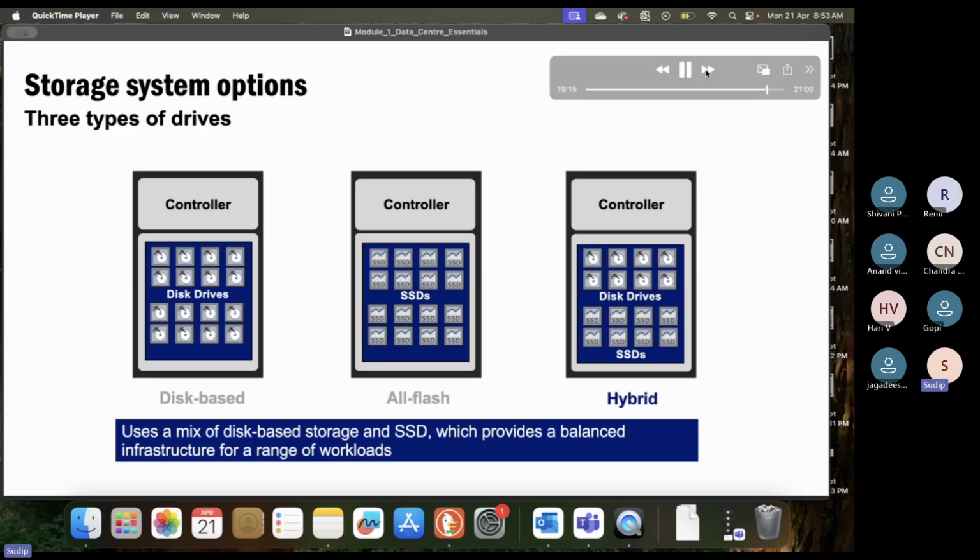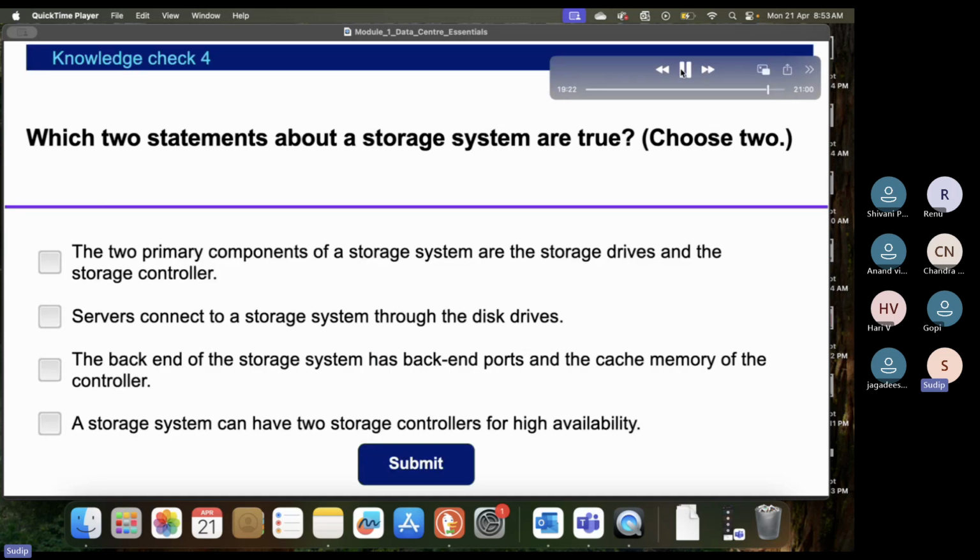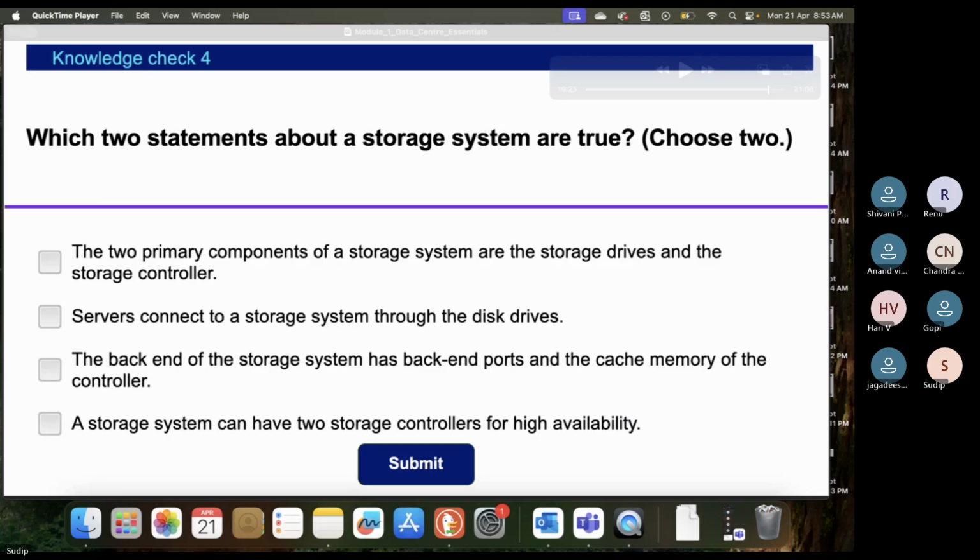Because SSDs are very high performance, but at the same time very expensive. Okay. So one knowledge check for all of you. Can you read the questions and let me know which ones are the correct answers?